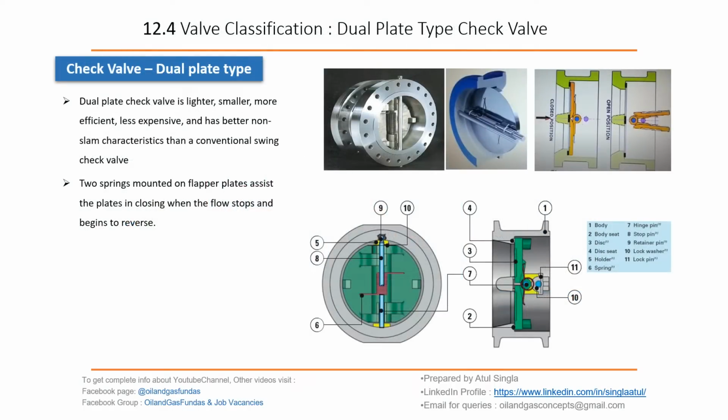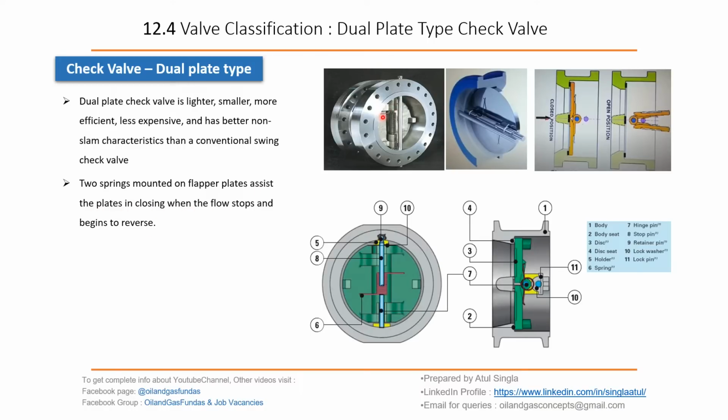So this one is the dual plate type check valve. The dual plate check valve is lighter, smaller, more efficient, less expensive and has better non-slam characteristics than a conventional swing check valve. If you see, there are two springs mounted on the flapper plates, which assist the plates in closing when the flow stops and begins to reverse.